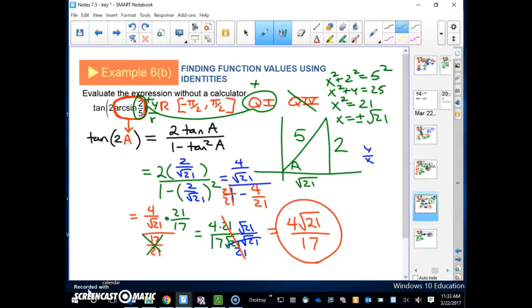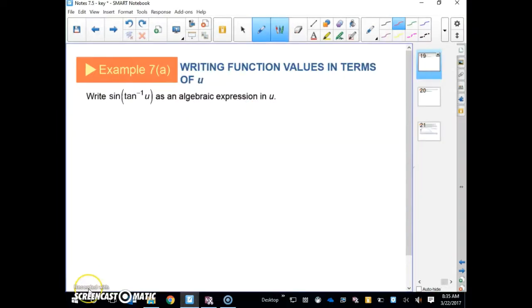I think the hardest part about this is just cleaning up all the algebra, but we're doing fractions, we combine like terms or get a common denominator, we multiply by the reciprocal, we rationalize the denominator. We do the same kind of algebra stuff that we always do. Example 7a, we're writing a function in terms of u.